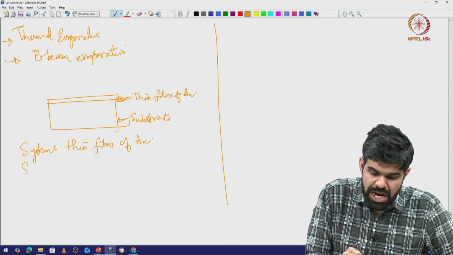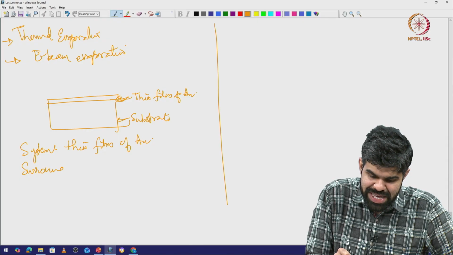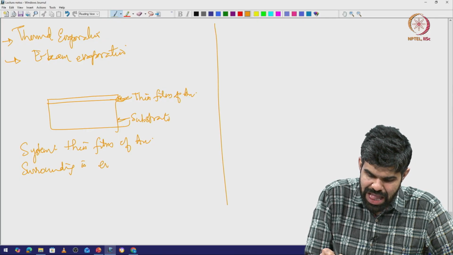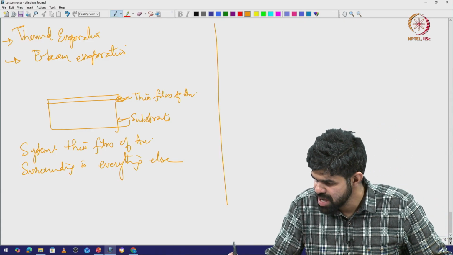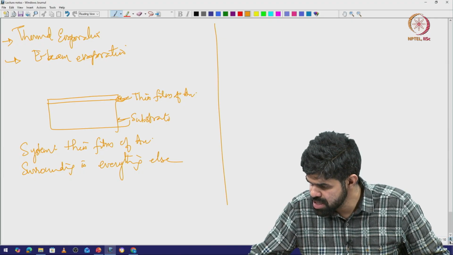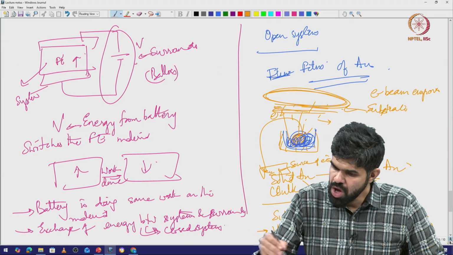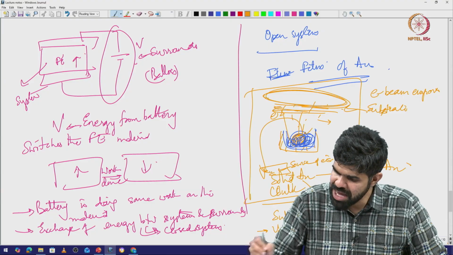The surrounding is everything else. In fact, let me tell you right away, let me go to the previous page and say that all this happens in a vacuum chamber.